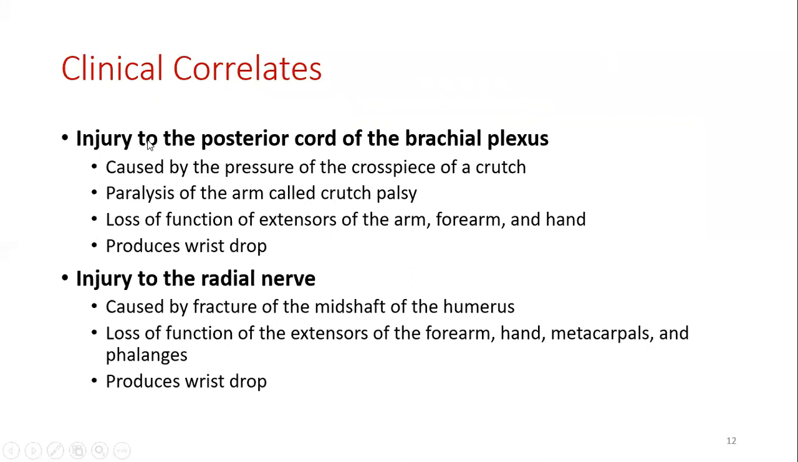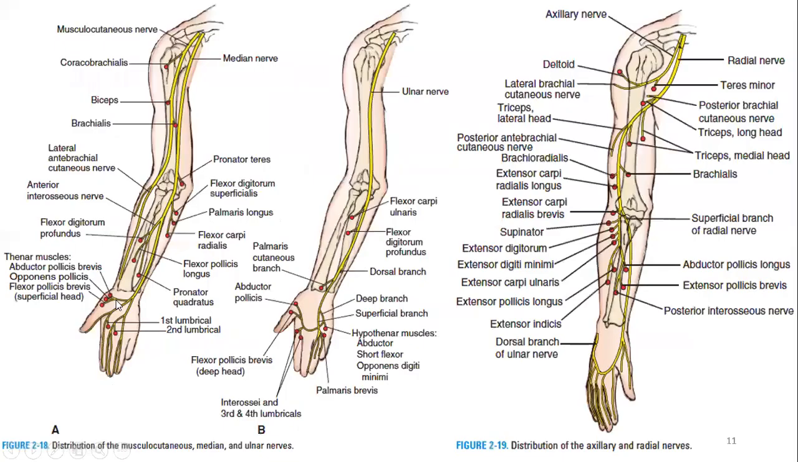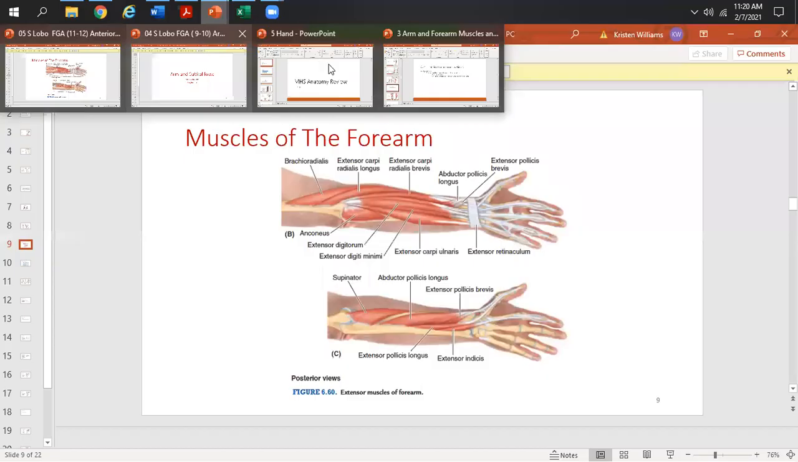Injury to the posterior cord of the brachial plexus caused by pressure of the crosspiece of your crutch, paralysis of the arm called crutch palsy, loss of function of extensors of the arm, forearm, and hand, and produces wrist drop. The thing with this is that for you to best understand this, he needed to tell you about the posterior forearm. Did he have posterior forearm? Oh, he did. Okay, so I'll go into posterior forearm muscles. There's also a lot of those. Sorry, folks.